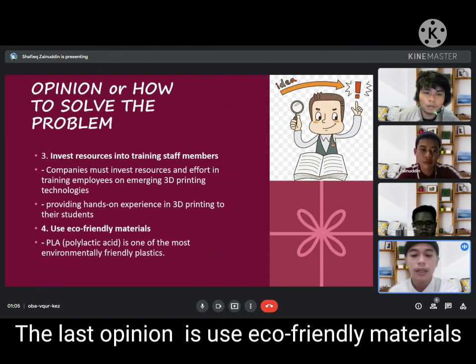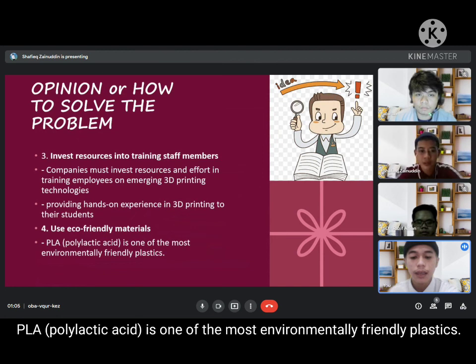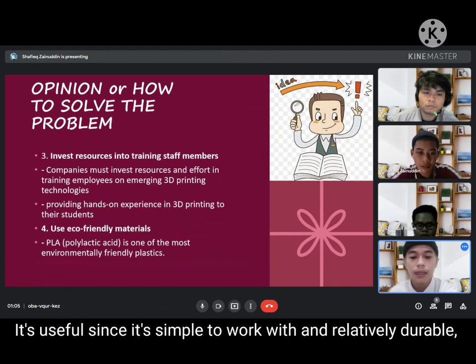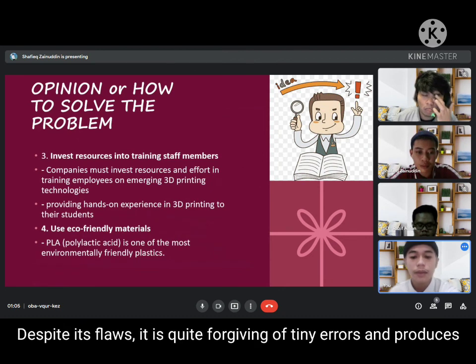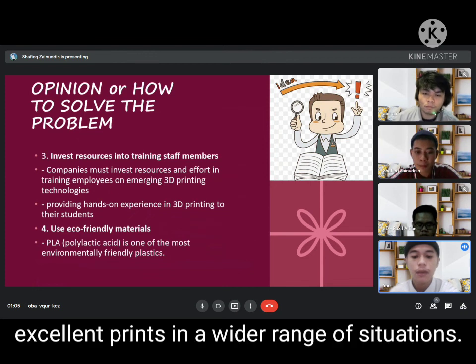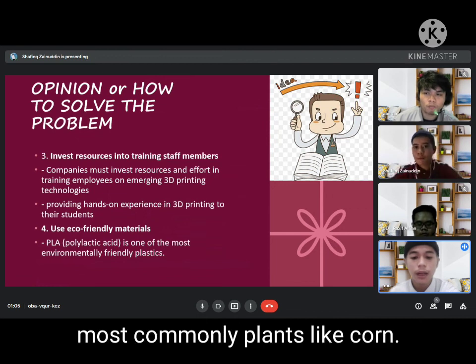The last option is to use eco-friendly materials. PLA, polylactic acid, is one of the most environmentally friendly plastics. It's useful since it's simple to work with and relatively durable, but it is also brittle when compared to other plastics. Despite its flaws, it is quite forgiving of tiny errors and produces excellent prints in a wider range of situations. Its main environmental benefit is that it is obtained from a biological source, most commonly plants like corn.